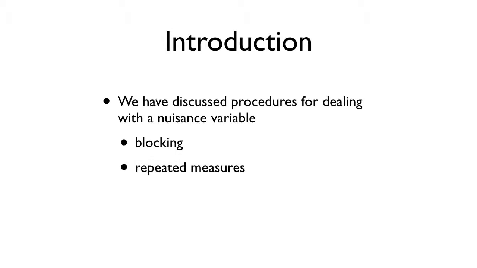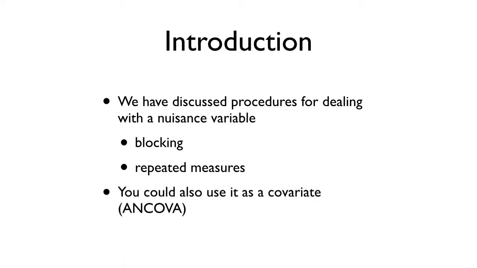You can certainly use repeated measures, which are obviously a special case of blocking, because you're using the subject as their own control. So those are a couple of ways to deal with nuisance variables. You can also do something which we're not going to talk about in this course, called ANCOVA, which is analysis of covariance. What this does is it statistically controls for a nuisance variable.